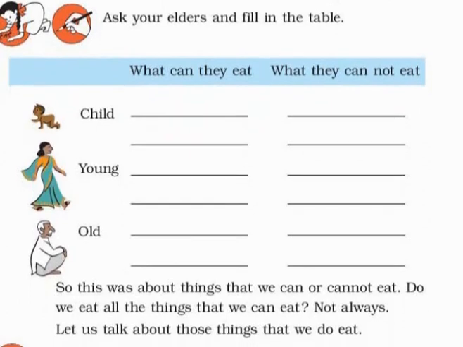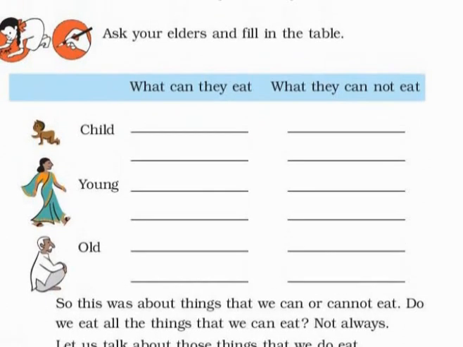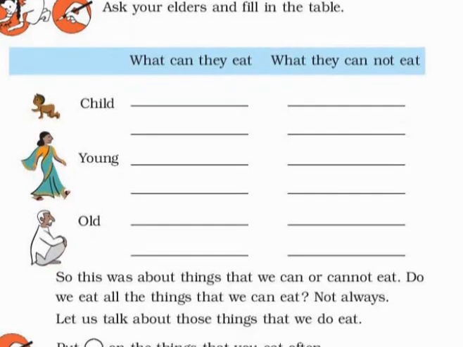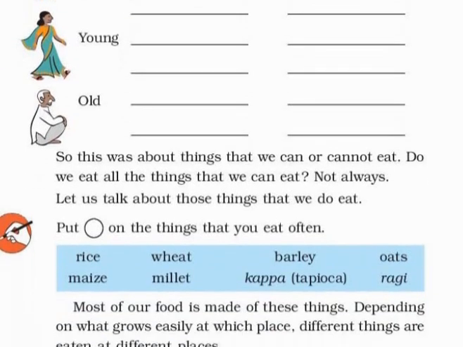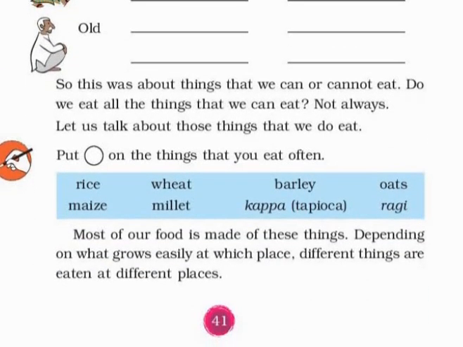Ask your elders and fill the table. Now this is your project work. You have to ask your parents and other members of your family and fill this table, that what can they eat and what they cannot eat. You have to find out yourself and write it. So this was about things that we can or cannot eat.